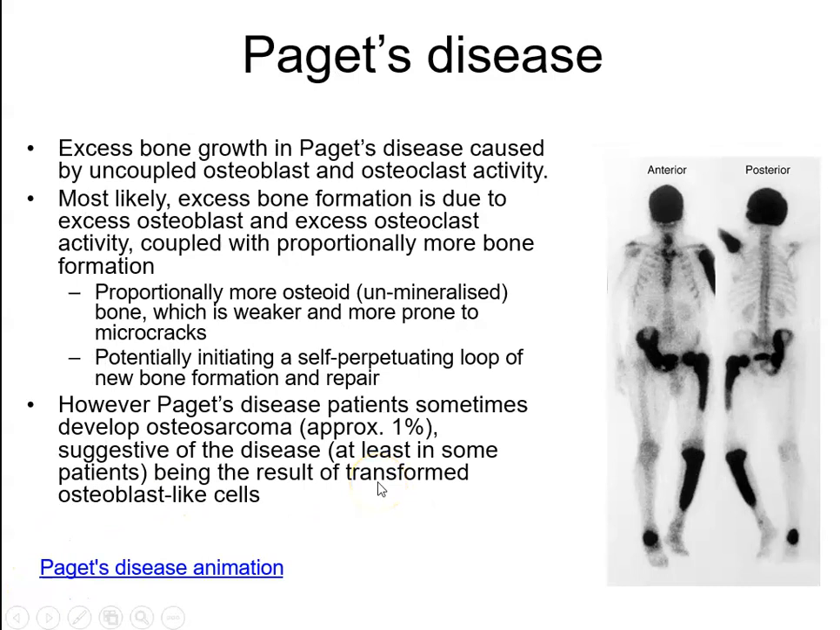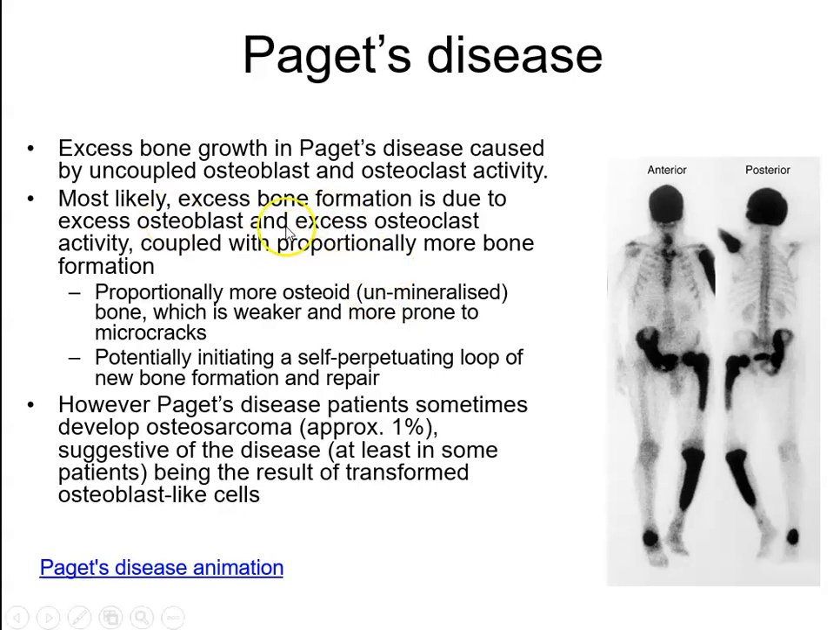So the problem with Paget's disease, and this is a different case, and you can see the skull affected here, the problem with it is you get excessive bone formation, and that excessive bone formation is what we call pagetoid bone or osteoid. And osteoid is unmineralized bone. So what's happening in Paget's disease, you've got excessive bone formation that is unmineralized, and that easily fractures.